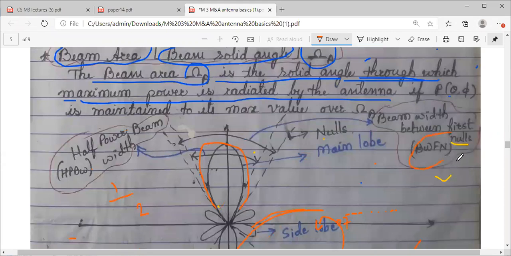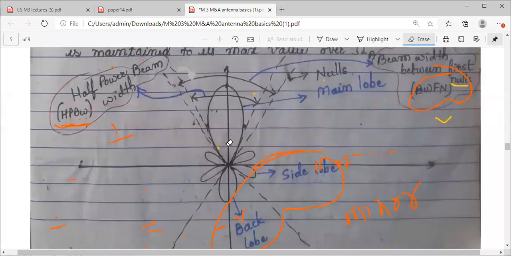Very important are BWFN and HPBW, half power beam width. So I'm using the term width, not the area, because the abbreviation that is used is HPBW, not A. That's why I use width only instead of area. Hope the structure is understood.